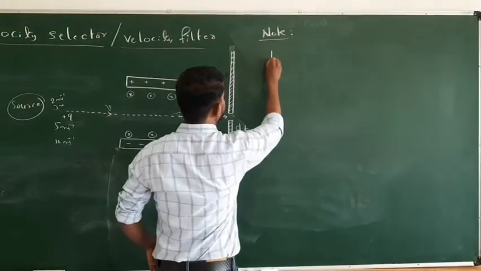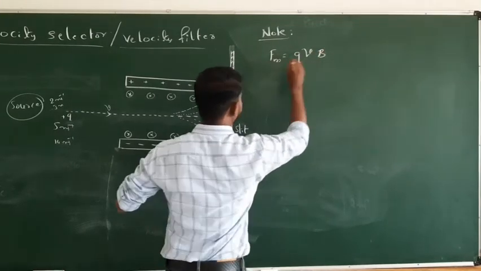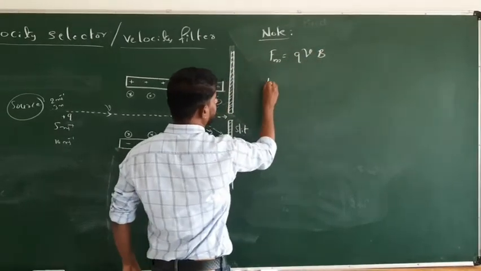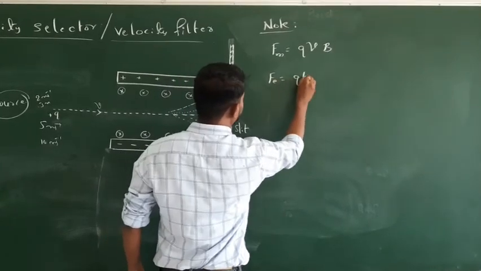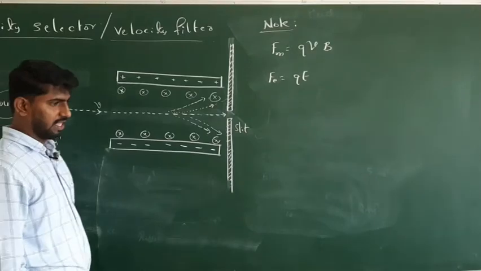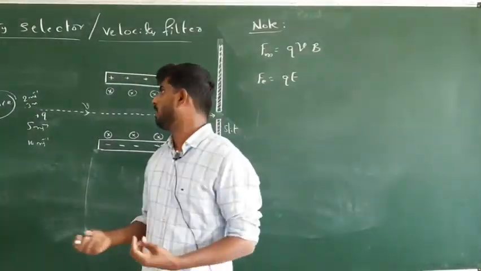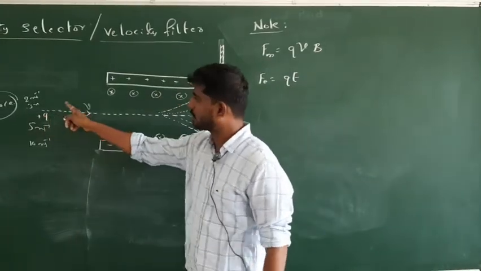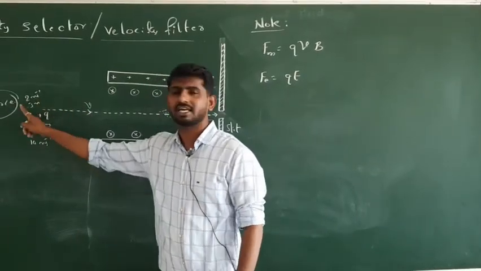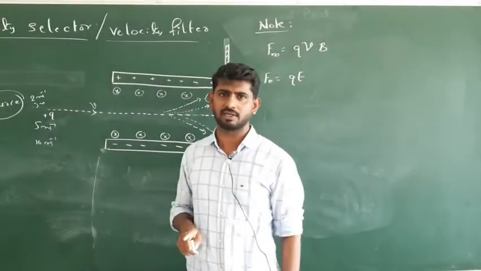Okay, so here Fm is equal to QVB with sin theta as 90 degrees, and Fe is equal to Q into E. Okay, so if I ask a question, as you increase the velocity of the charged particle, all the charged particles coming from the source have the same value of charge Q, but they are with different velocities.